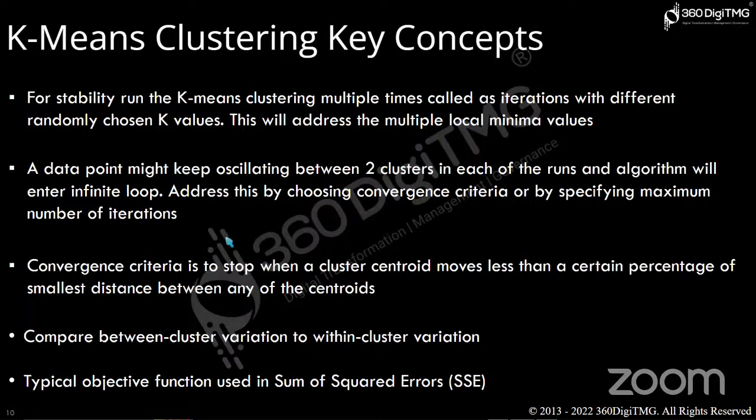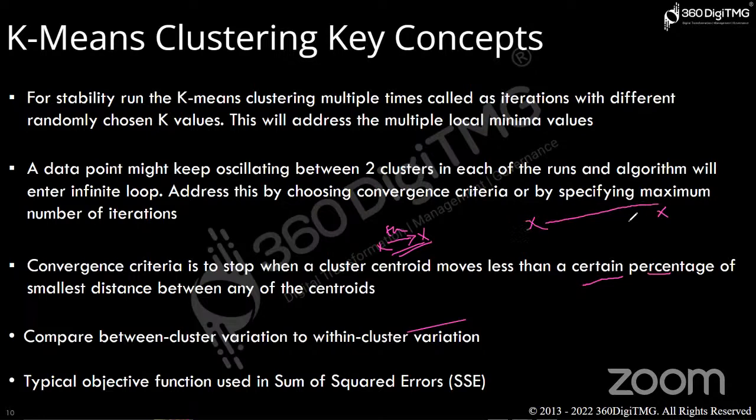Here we can put a limitation on the centroid movement. We know each time a clustering is done, the centroid moves from this point to this point. So what we can do is set a threshold value here. This threshold value will be a certain percentage of the smallest distance between any two centroids.